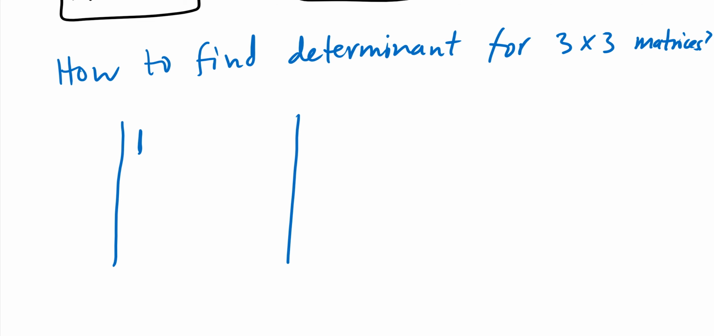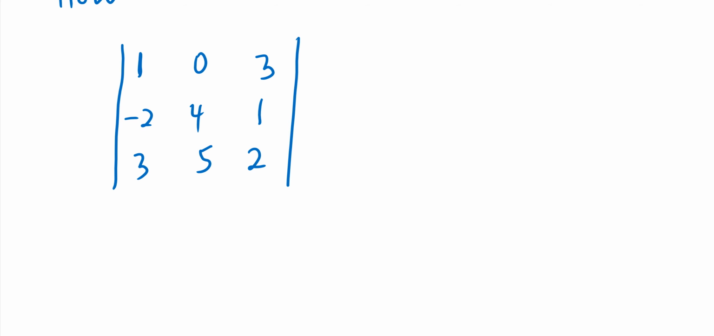Let's say we have 1, 0, 3, negative 2, 3, 4, 5, 1, and 2. So pay attention to this one. It's a long process, but doable. So always set the signs like this: plus, minus, plus, plus, minus, plus. And you can use any row or any column you like to start with. I suggest we always use the row or the column that has more zeros in it.